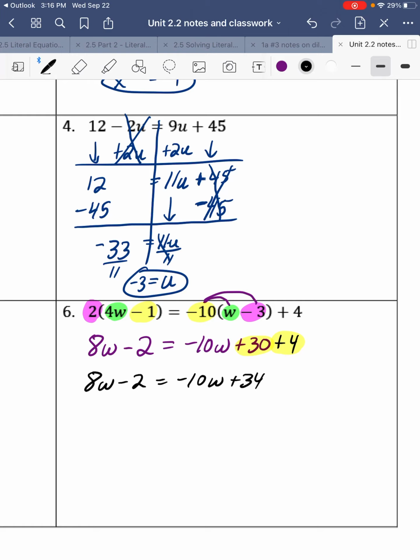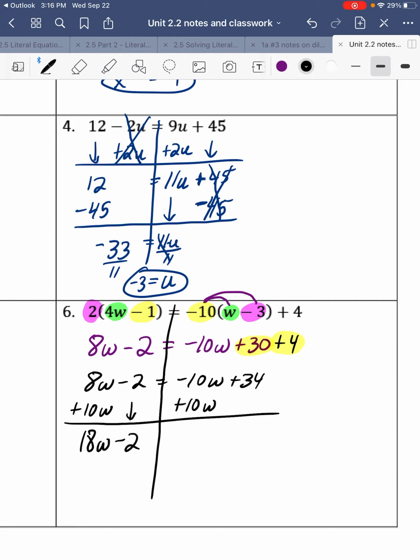And now we have like terms on opposite sides of the equal sign, so 8w and -10w. I'm going to add 10w, the opposite operation. What that's going to do is 8w plus 10w is 18w. -2 is going to come down, and the 34 is going to come down. You're going to add 2. Those are your like terms, your constants. -2 plus 2 is 0. 18w is going to come down. We're getting there. 34 plus 2 is 36.